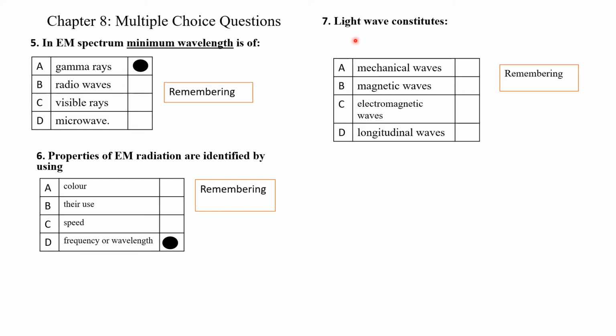Question number 7. Light wave constitutes. Four options are there. Option A, mechanical waves. Option B, magnetic waves, which is not true. Option C, electromagnetic waves. And option D, longitudinal waves. So you have to remember that light waves are also electromagnetic waves. So option C is the correct answer.